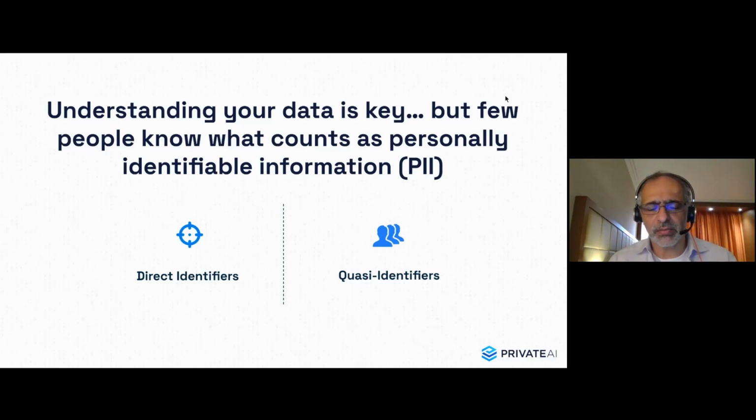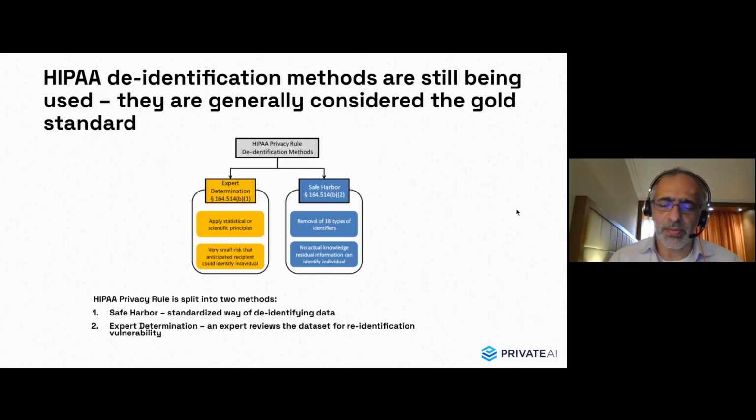And many known re-identification attacks were performed using quasi-identifiers. So we know that attackers can use quasi-identifiers to launch successful re-identification attacks. So these are the types of information that you would normally want to focus on when you're de-identifying any type of data set.